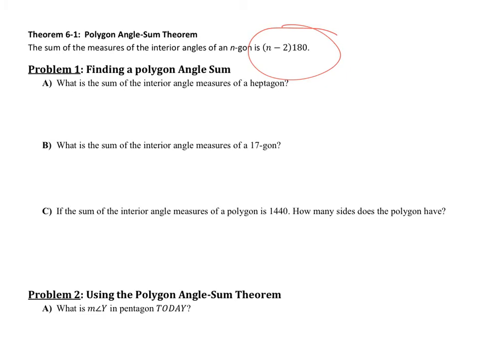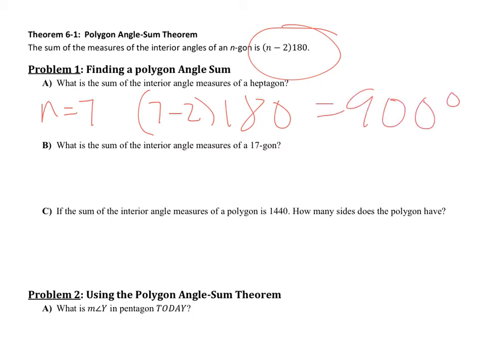It's your number of sides minus 2 times 180. So my total sum in a heptagon: first I have to know the number of sides in a heptagon is 7. Hep is 7. So we do 7 minus 2. I want to make sure to put that in parentheses. Times 180. My answer here would be 900 degrees.